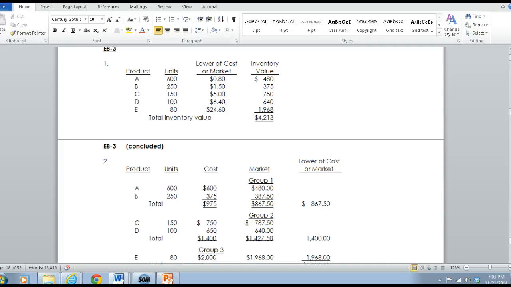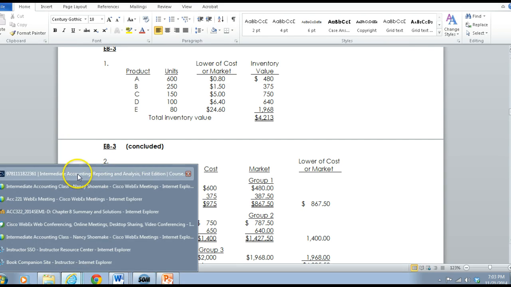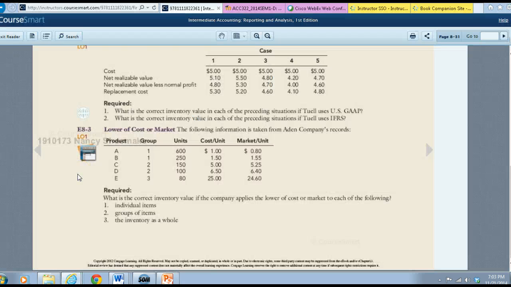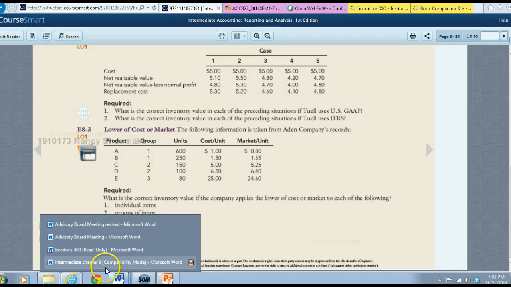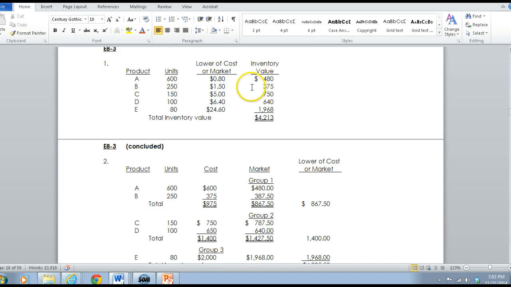So if we take the lower of cost or market, the first one we're looking at, our cost is at $1, but our market is down at 80 cents. I might have said that wrong. So we've got to take the market value here because it's less. So 600 units times 80 cents gives us our value of 480.